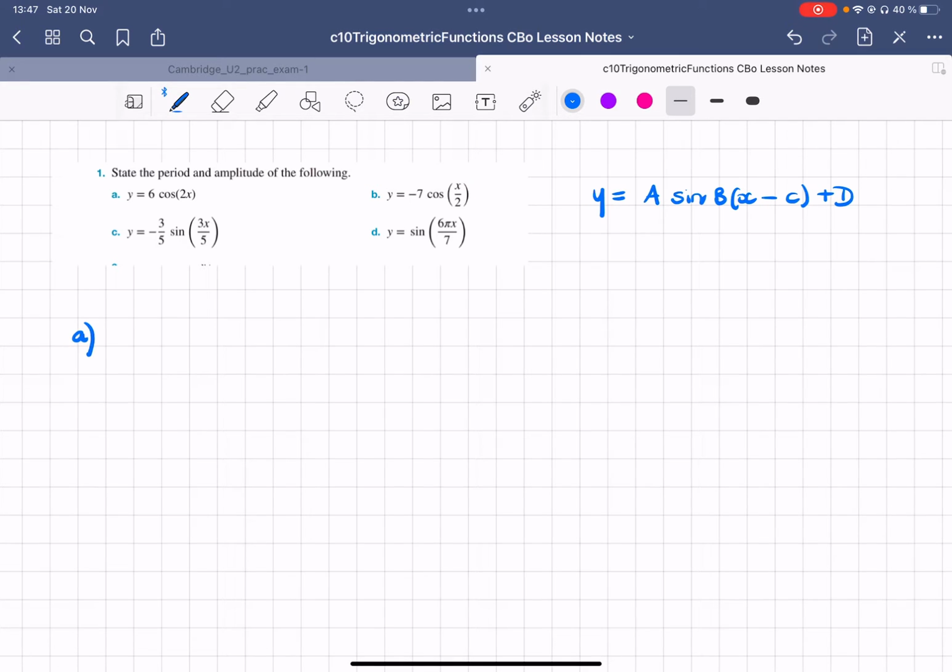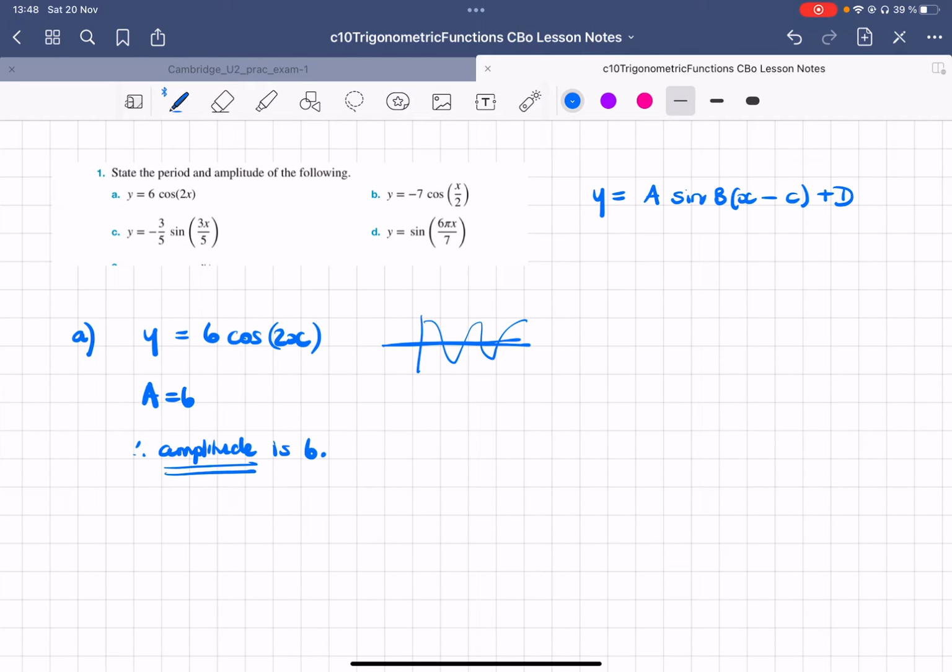So if we look at A, y equals 6 cos 2x, the a is 6, and the a is the amplitude. Amplitude is a distance, so it's the distance that the cos curve will vary around the central value. So the amplitude, when I refer to it as amplitude, is always positive.